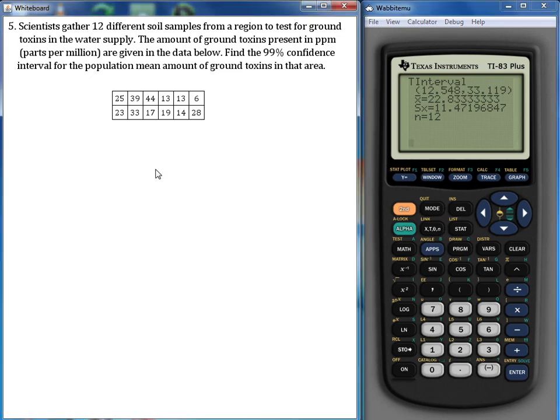So for my interval, I'm going to answer mu is somewhere between 13 and 33. So I've rounded each of these values to the nearest whole number.